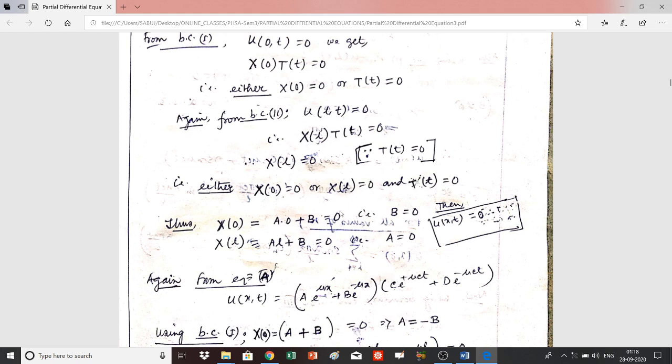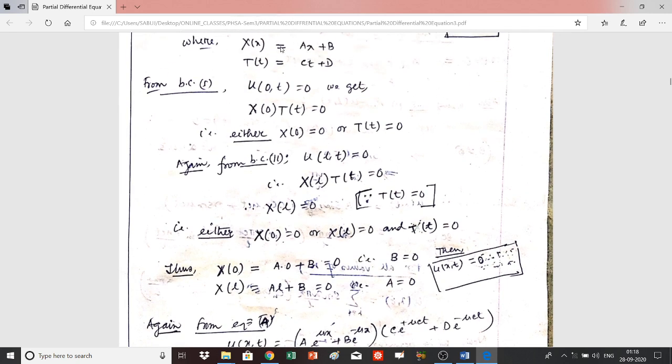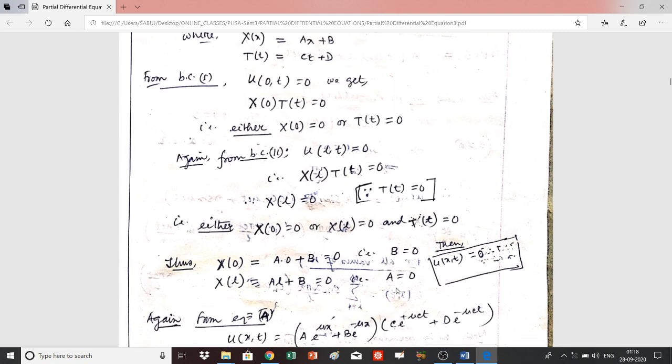So in that case, if you use X(0), then for x equal to 0, from this relation X(0) is equal to a into 0 plus b, and from here b is equal to 0. And from this relation for x equal to L, X(L) is equal to a into L plus b, and since b is equal to 0 and X(L) is equal to 0, from here a is also 0. So a and b both are 0.